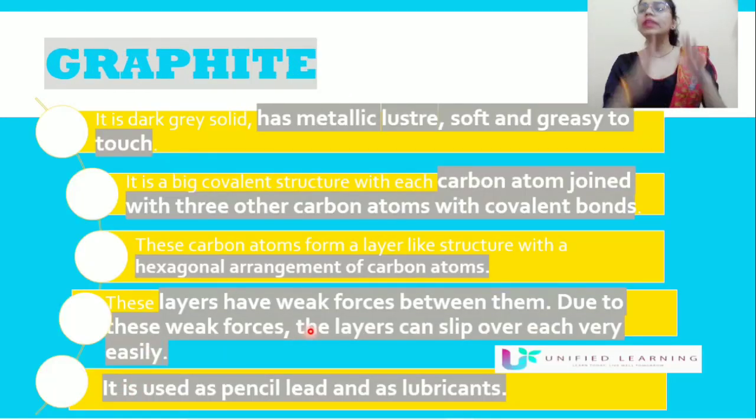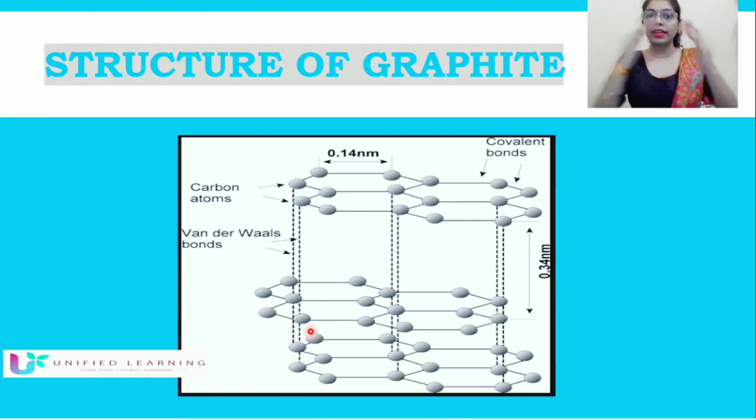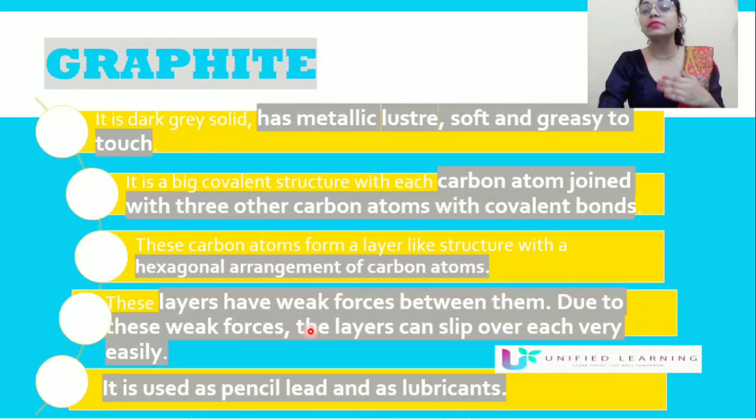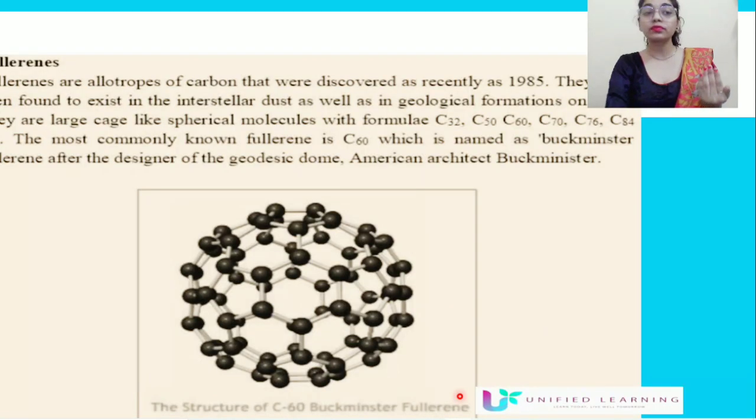And the layers have weak forces, so please notice that. They are not so closely bonded as in the diamond. जितना hard था वो hard क्यों था? Because carbon बहुत ज़्यादा ही closely joined थे, closely bonded थे. But in graphite there are very weak forces. That's why यहाँ पे layers slip कर जाती हैं. Okay, so you can see the use also: it is used as pencil lead and as a lubricant also.